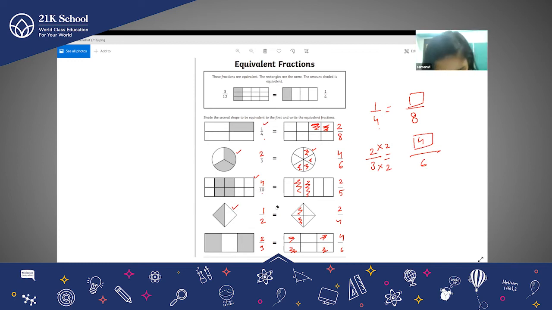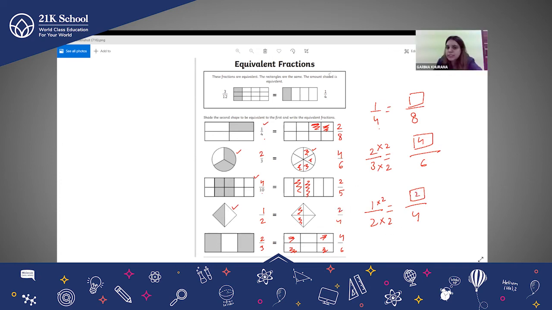Yes, ma'am. Moving to the next one. If I have this number, 1 by 2 is equal to something by 4, and this is my missing number. How did we get the 4 from a 2? 1 by 2, we multiply it with a 2. 2 4s are 8. That was our answer.